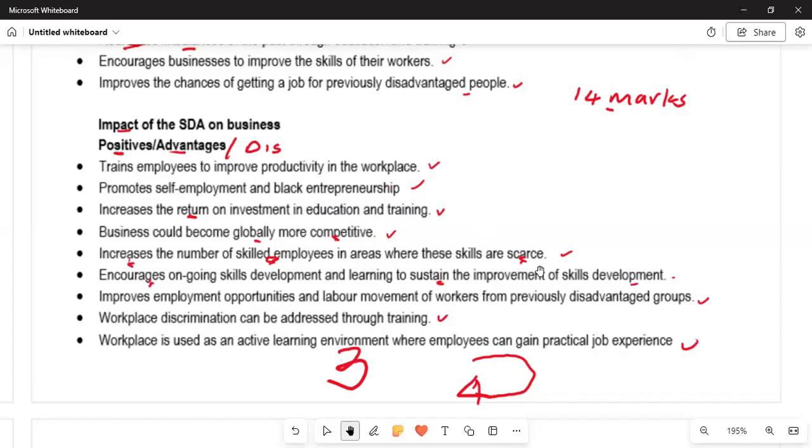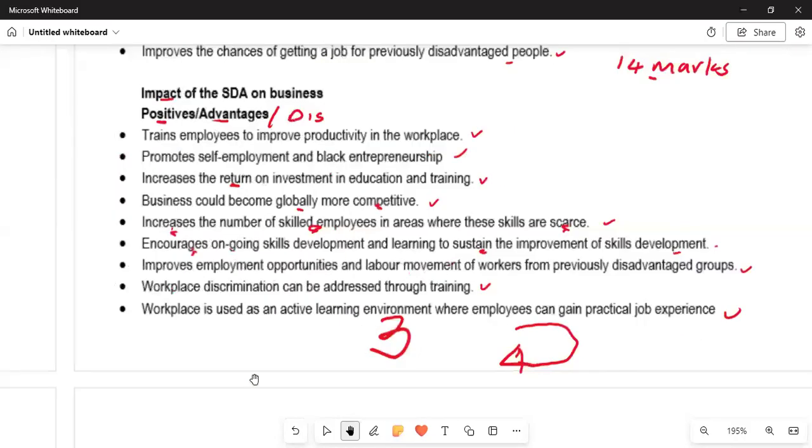Now, the workplace is used as an active learning environment where employees can gain practical job experience. So this is the positive side of this act. It's very important to know. You find that this act sometimes goes into much more detail.